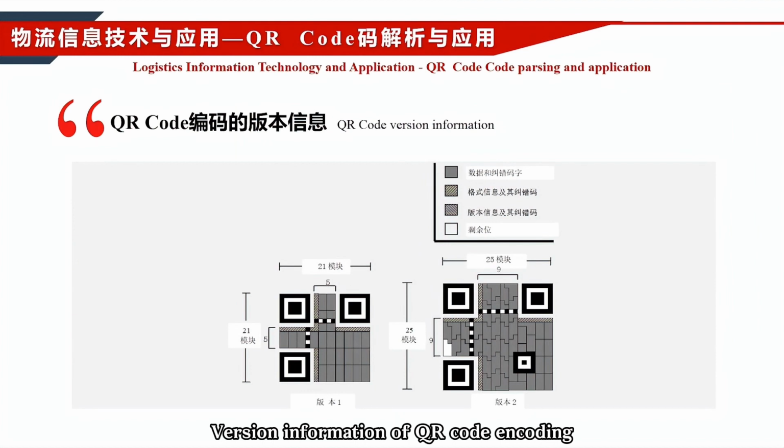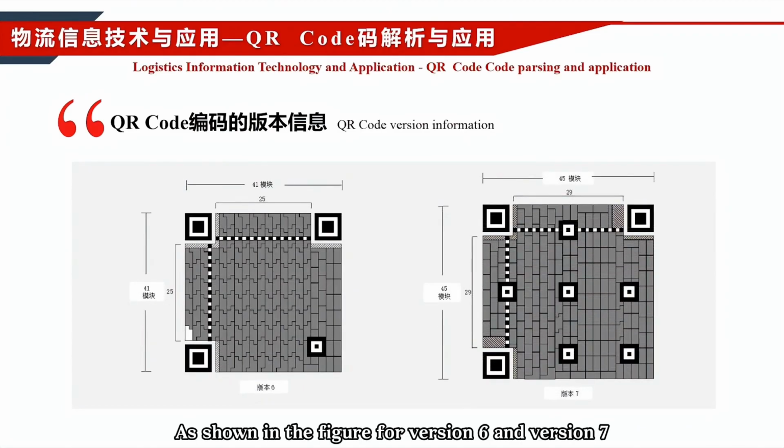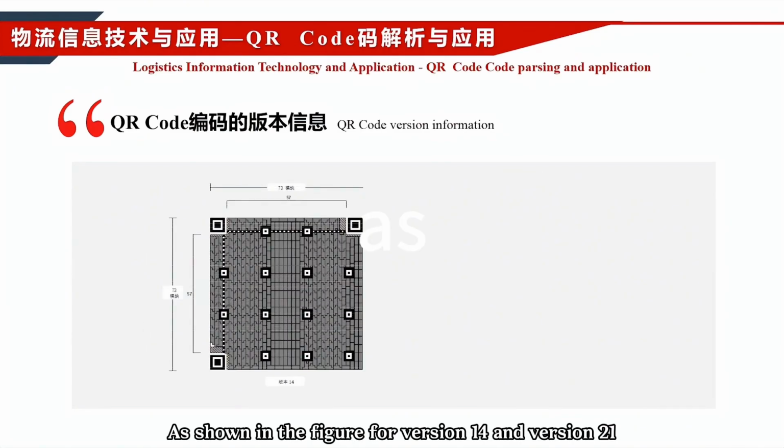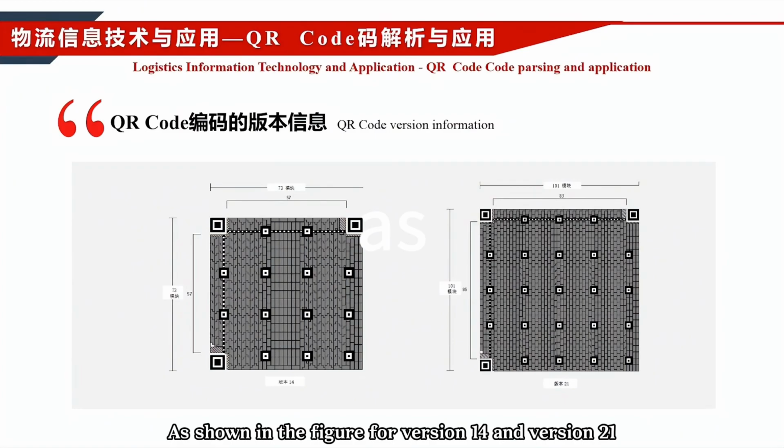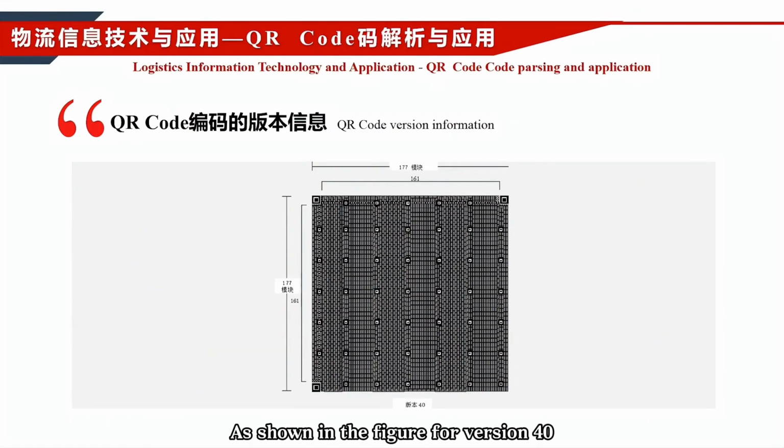177 modules. Version information of QR code encoding is shown in the figure for version 1 and version 2, as shown in the figure for version 6 and version 7, as shown in the figure for version 14 and version 21, as shown in the figure for version 40.